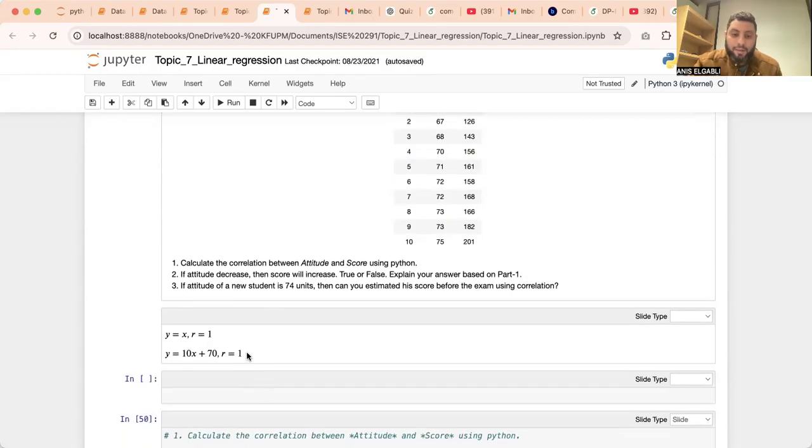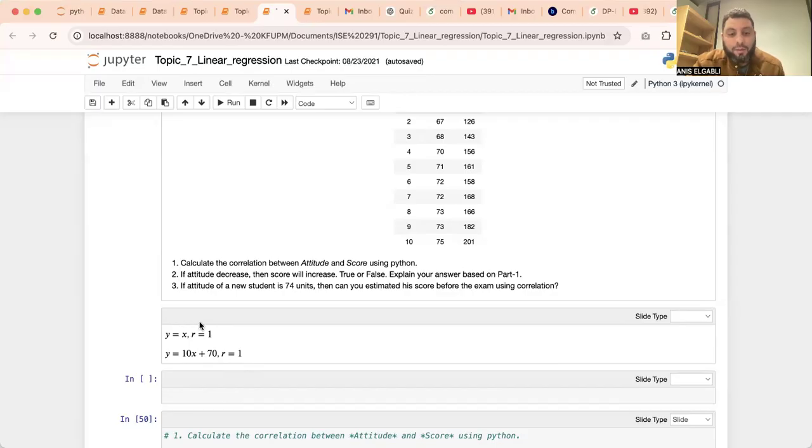So for example, look at this here. I added this example with two relations. Here, Y is equal to X. If you compute the Pearson's correlation coefficient here, you'll find that R is equal to 1. They are perfectly correlated; there's a perfect linear relationship between Y and X. Now here, Y is equal to 10X plus 70. This is also a perfect linear relationship. So if you compute the correlation coefficient, you will find that its value is also equal to 1. So R is equal to 1 here as well as here.